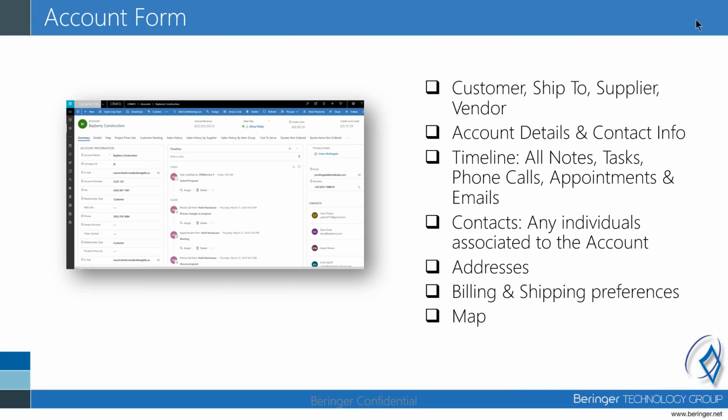Contacts that are associated with this account are displayed in a grid on the right, and any individuals that are associated to the account are displayed in this list. And then we also have addresses, including billing and shipping, as well as billing and shipping preferences and map capabilities built into the application.